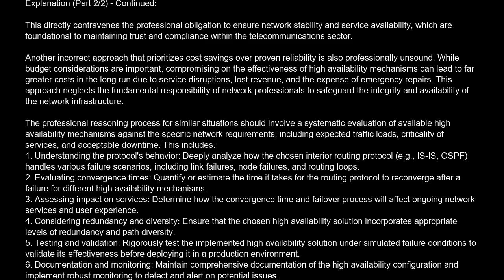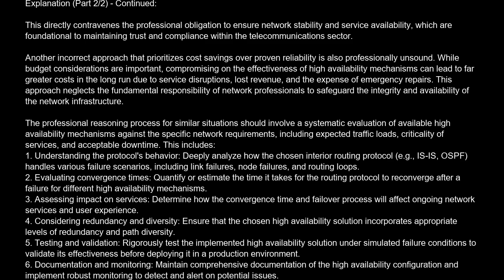The professional reasoning process for similar situations should involve a systematic evaluation of available high-availability mechanisms against the specific network requirements, including expected traffic loads, criticality of services, and acceptable downtime. This includes: 1. Understanding the protocol's behavior. Deeply analyze how the chosen interior routing protocol, e.g., ISIS or OSPF, handles various failure scenarios including link failures, node failures, and routing loops.